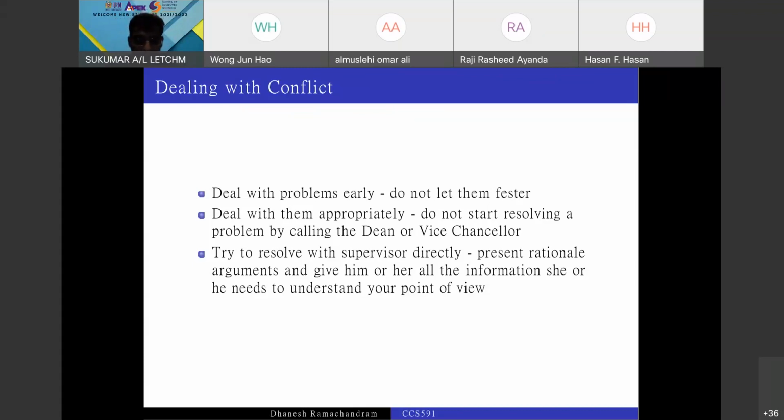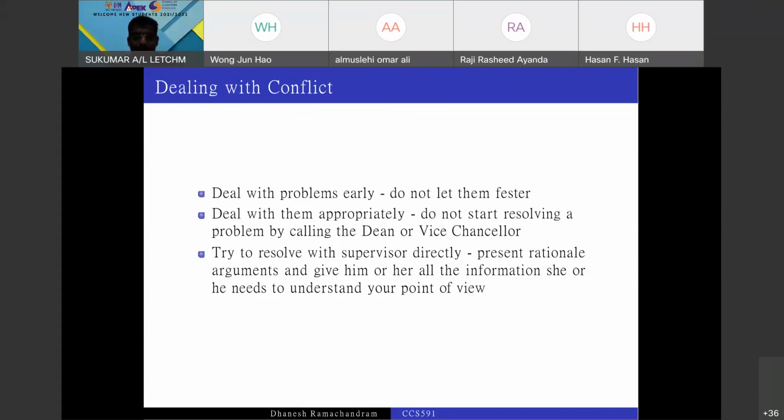In the end, she emailed the dean and mentioned, I cannot tolerate this supervisor, I want to change the supervisor. Nobody wanted to take her. You understand? So that's the danger as well.